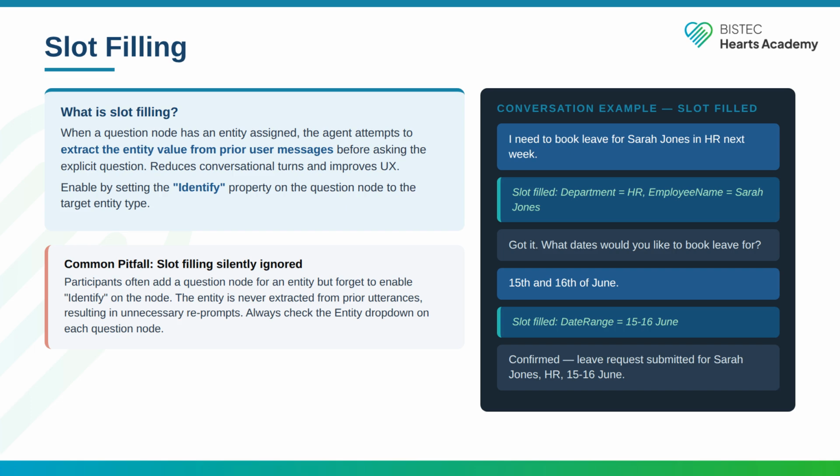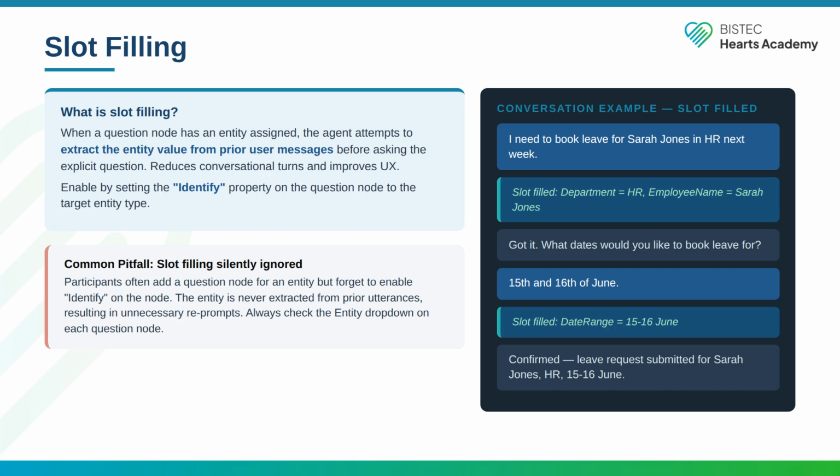Consider this conversation. A user opens with, "I need to book leave for Sarah Jones in HR next week." The agent has question nodes for department, employee name, and date range. With slot filling enabled and entity types correctly set, the agent extracts HR for department and Sarah Jones for employee name from the opening message. The only question it needs to ask is the one for which no value was provided, the specific dates. The user answers 15th and 16th of June. The agent confirms and submits. A conversation that might have required 5 separate questions is resolved in 2 turns.